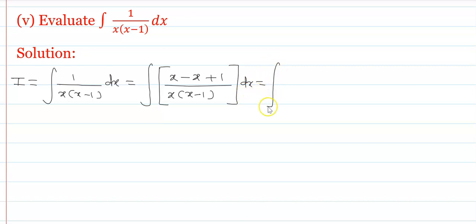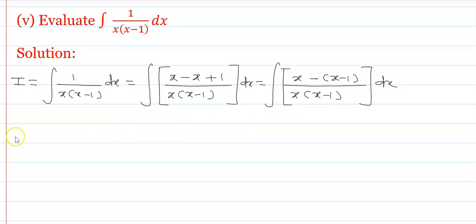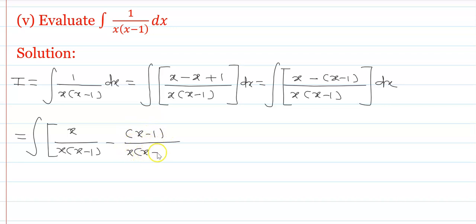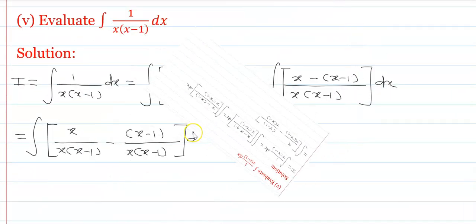Next, integral. Okay, I will again write in this form. See this here, x, take minus 1 as a common, then in bracket you will get x minus 1 bracket complete upon x into x minus 1 bracket complete into dx. In the next step, we will split this up, that is equals to integral x upon x into x minus 1 bracket complete minus x minus 1 upon x into x minus 1 bracket complete into dx.